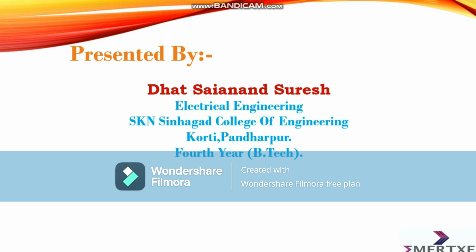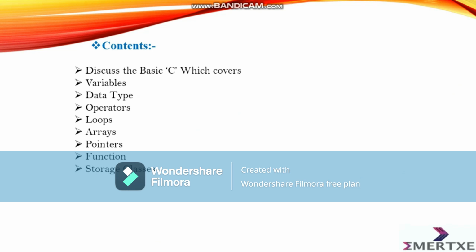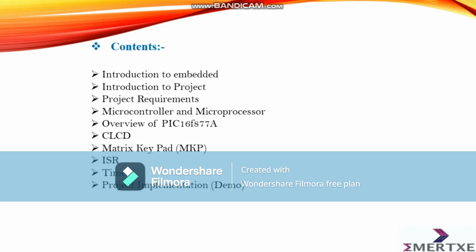Fourth year detail. Contents will first of all discuss the basic C, which covers the topics: variable, data type, operators, loops, array, pointers, function, and storage classes. Next content is the project: an introduction to embedded system, introduction to project requirements, microcontroller and microprocessor, overview of P60A8778, CLCD display, matrix keypad, ISR, timer, and project implementation team.